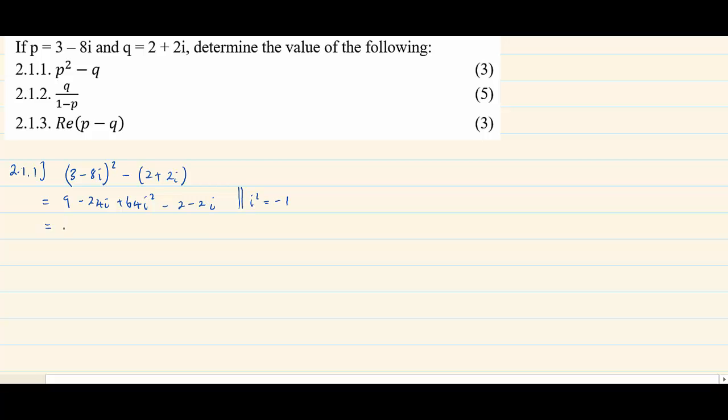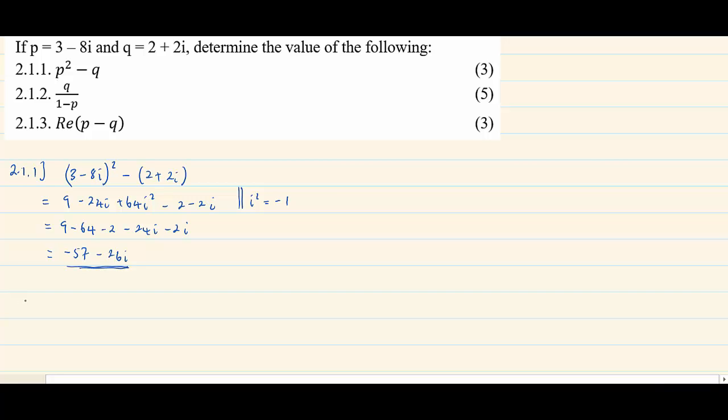So what is going to happen is that this positive 64i squared becomes minus 64, and minus 2, minus 24i minus 2i. I'm just grouping like terms there. So you'll simplify this to give you minus 57 minus 26i. So that's what this first one is going to give us.